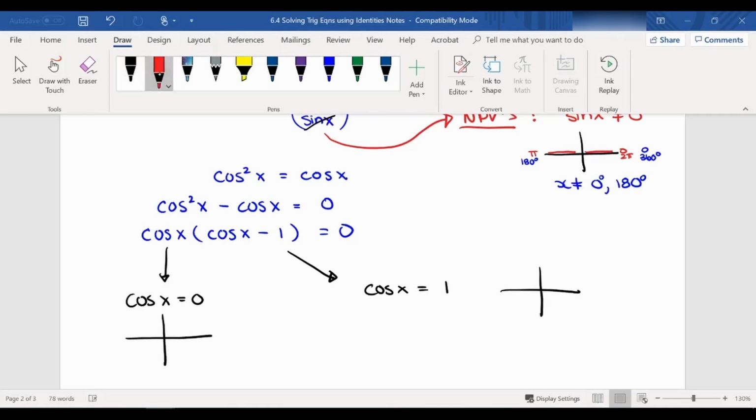Again, we know cosine is equal to 0 on the y-axis. So this would be x is pi over 2 or 90 degrees because our question's in degrees, or x is 3 pi over 2 or 270 degrees.